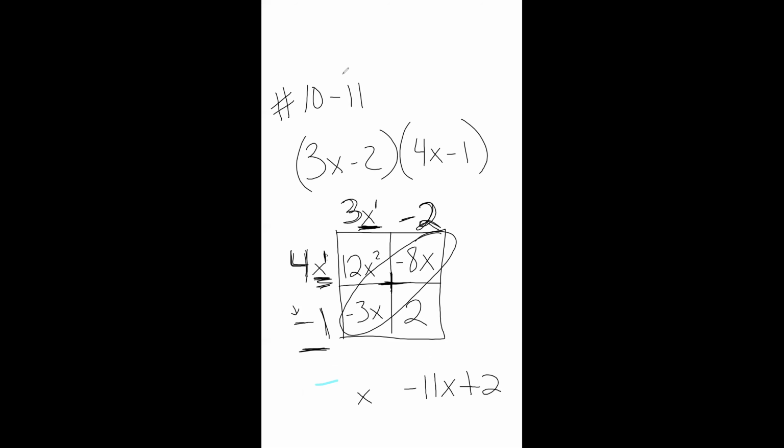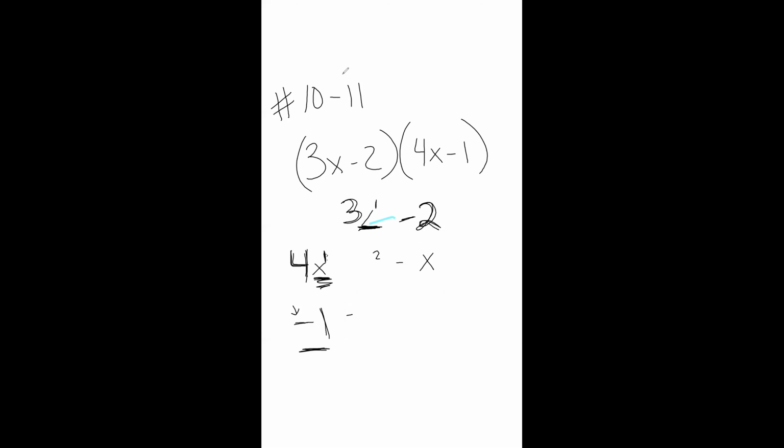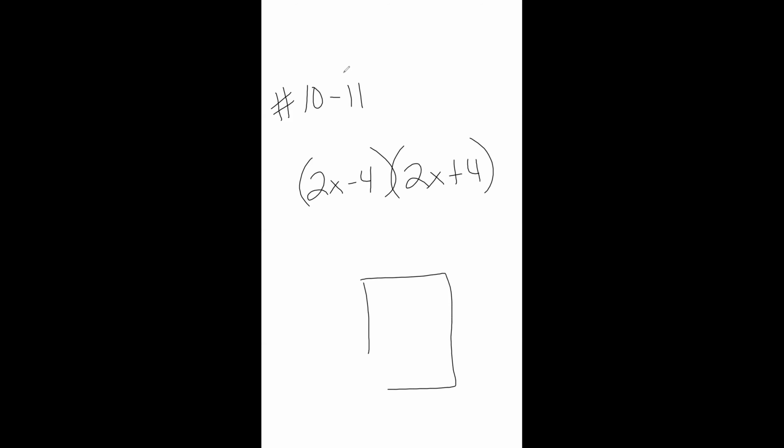All right, now there's another one on your, I don't know if it's 10 or 11, but it's going to turn out just a little bit different. I'm going to do an example of that one real quick. Let's say we have 2x minus 4, 2x plus 4. Okay, so again, we're going to do 2 times 2 is 4x squared.